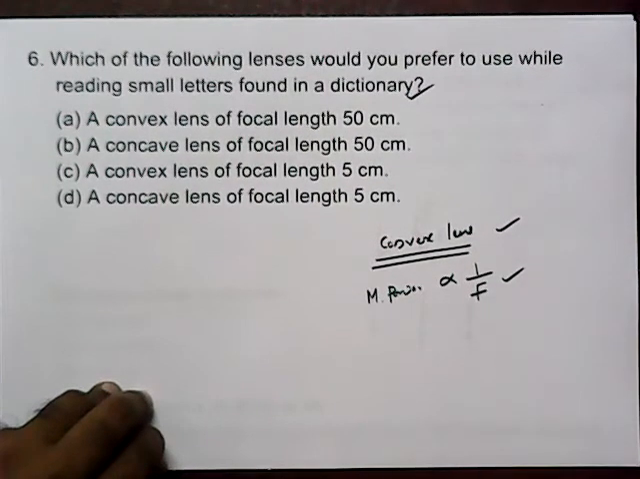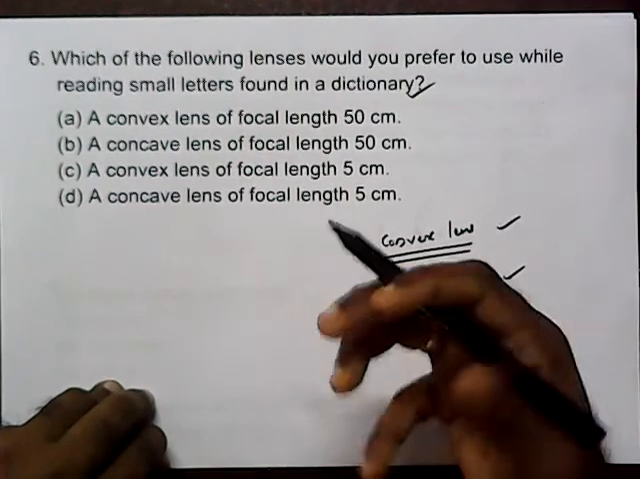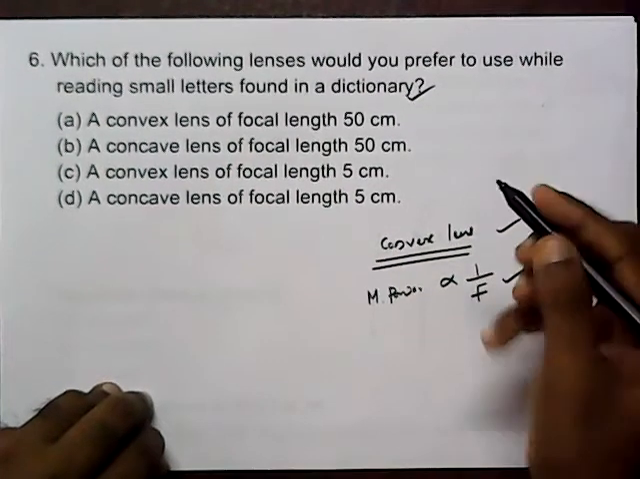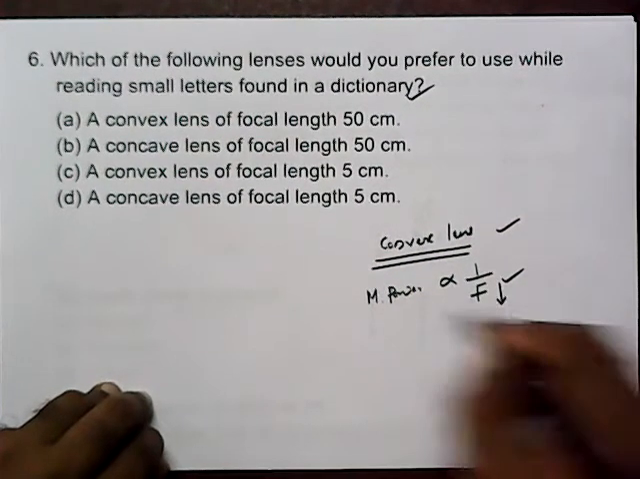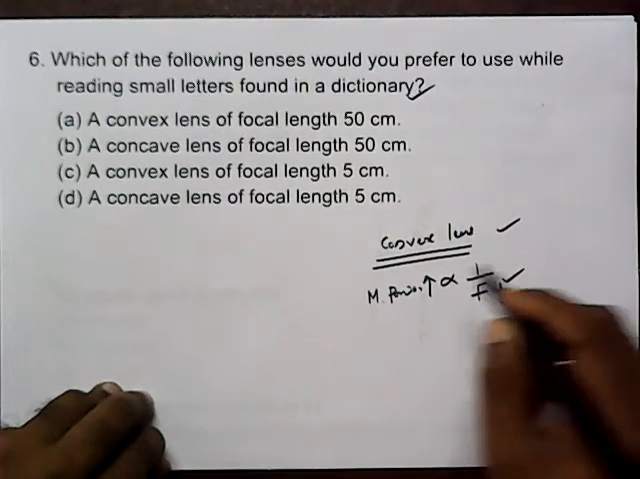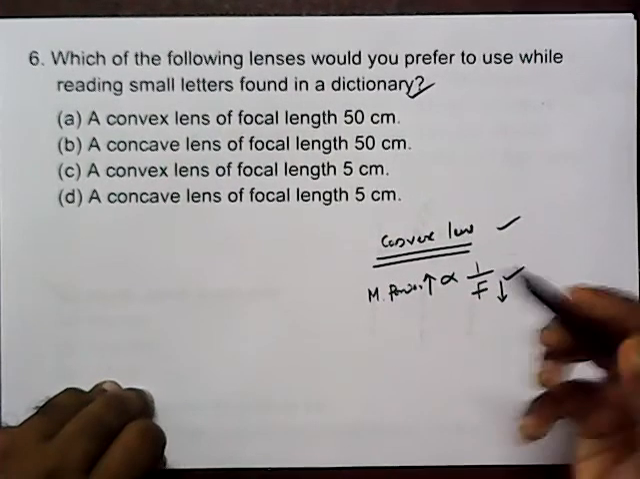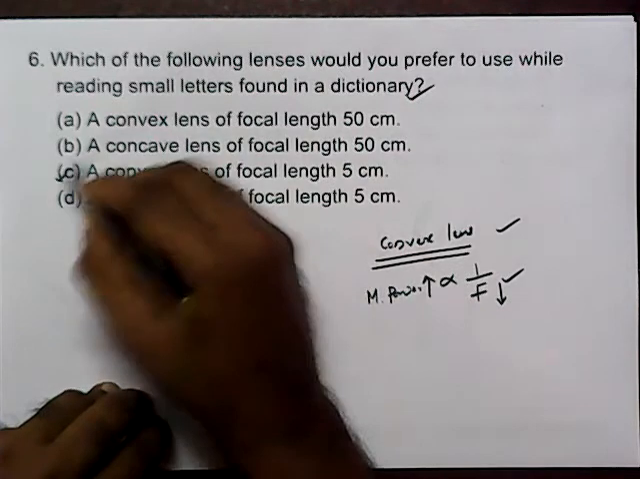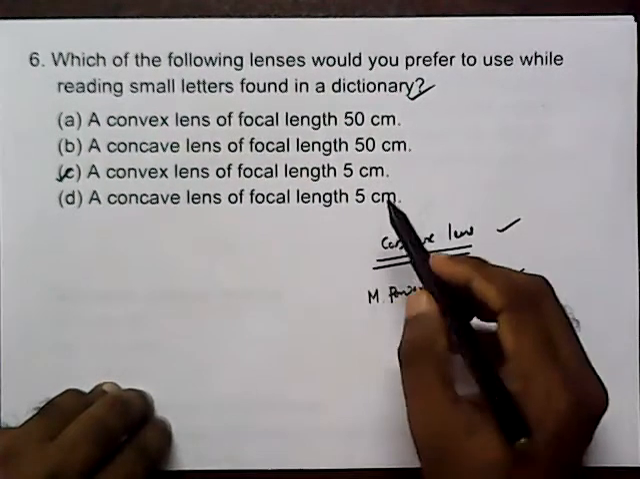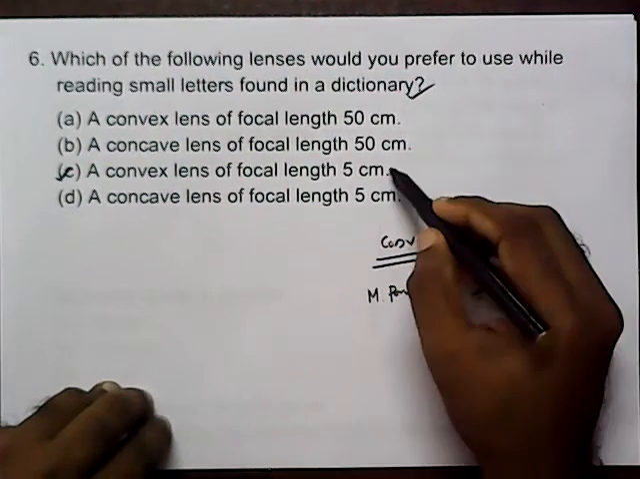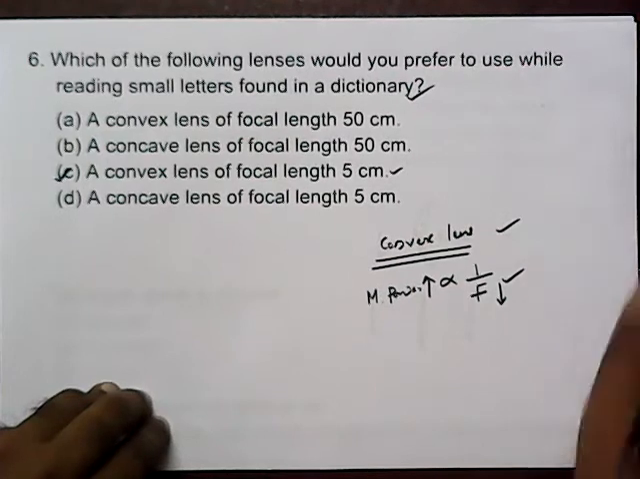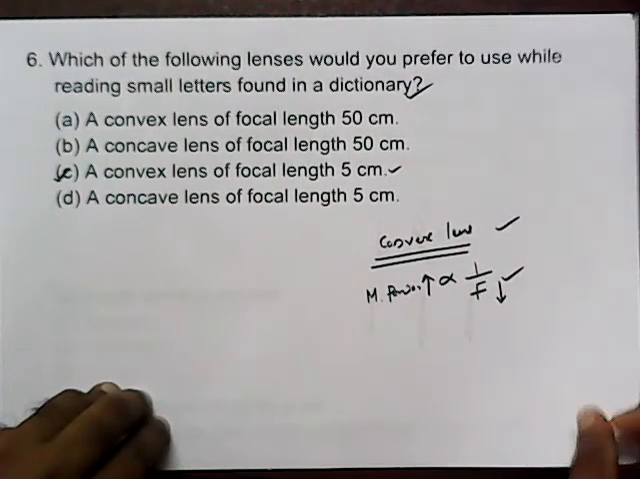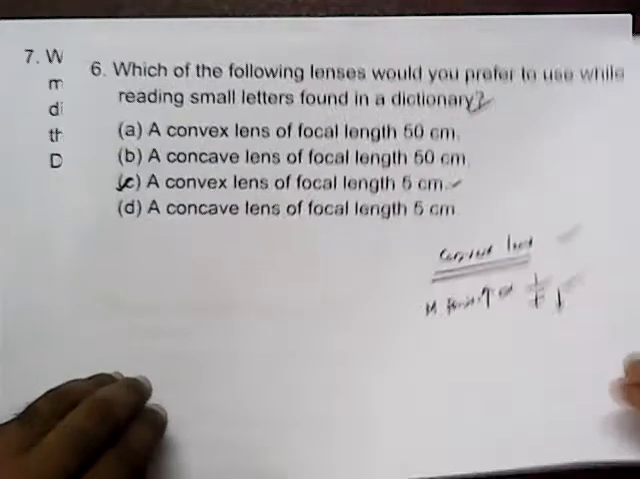The power is nothing but equal to the reciprocal of the focal length. When the focal length decreases, the power increases. So you can get the answer as that third choice, the convex lens with the focal length 5 centimeter. So that is a good concept, the application of convex lens. Number 7.